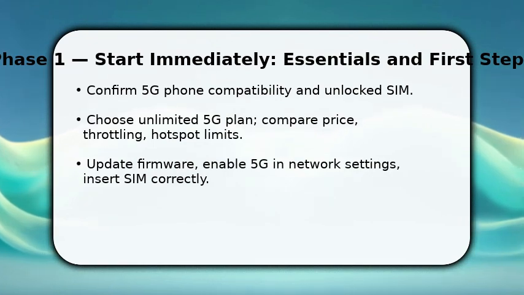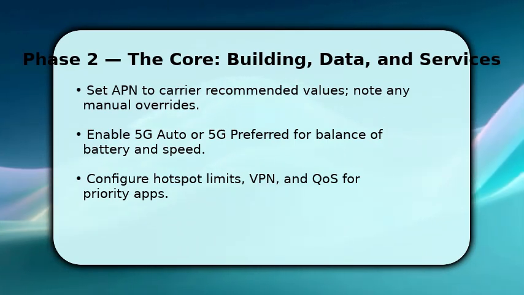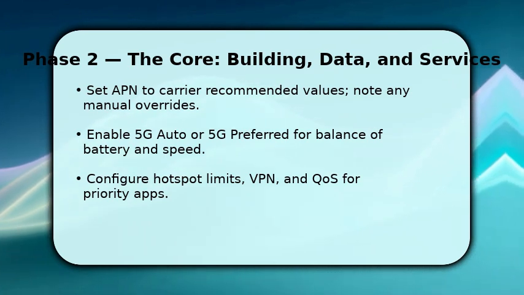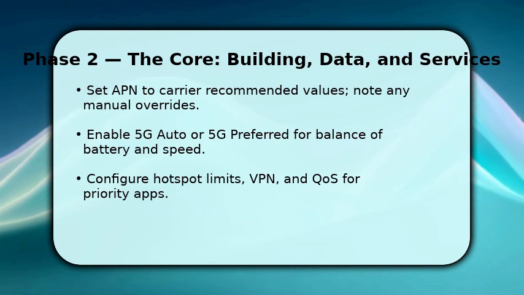Now optimize. You must set the APN exactly as the carrier specifies so tethering and unlimited features function. If issues persist, manually re-enter values. Then select 5G Auto or 5G Preferred. This preserves battery yet uses 5G when needed.